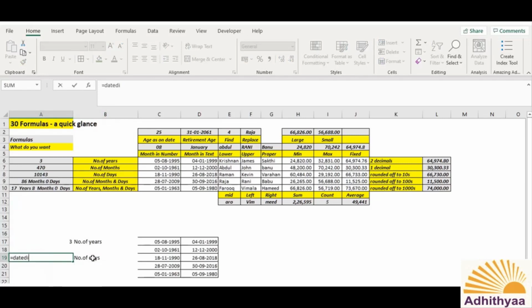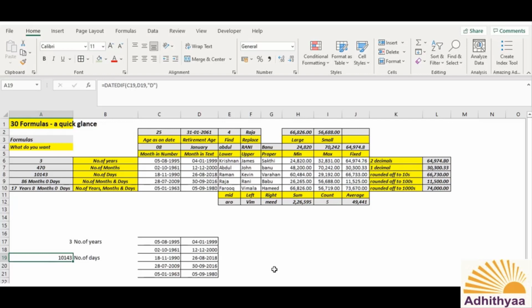Equals DATEDIF open bracket, again the first date comma the second date, and then comma followed by M for months. No, I'm sorry, D for days. I will just change it. This is D, D for days. This is 10143 days. Of course, if you had pressed M, that would have given you the month option, but it is the number of days that we need. So the answer is 10143.